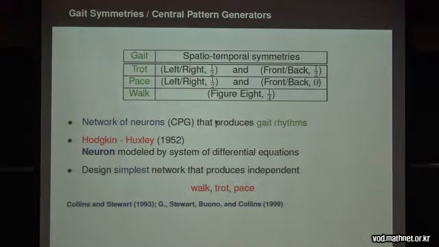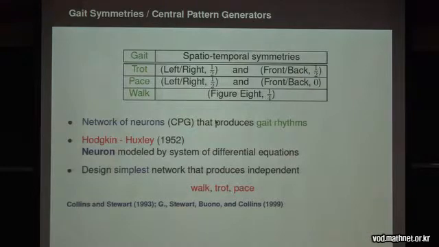But with the pace, both left legs, both right legs, flipping left and right, half period out of phase, swapping front and back, no phase shift. So there are different symmetries of trot and pace. And walk is this left rear, left front, right rear, right front. So there's a quarter period phase shift. So now the biology is done for a mathematical audience.